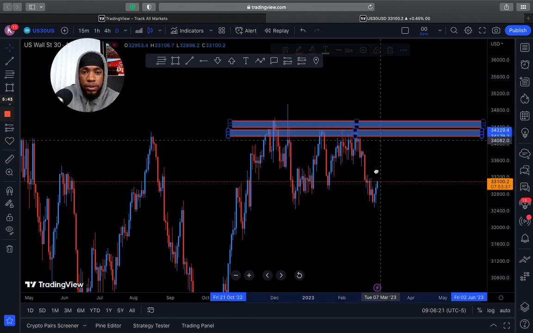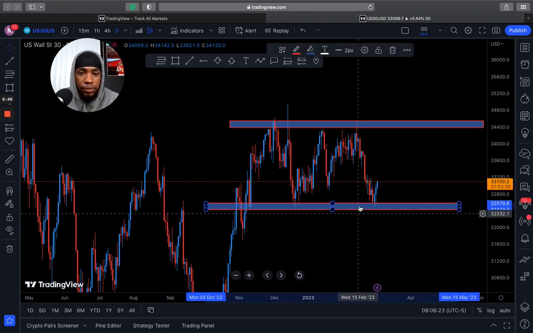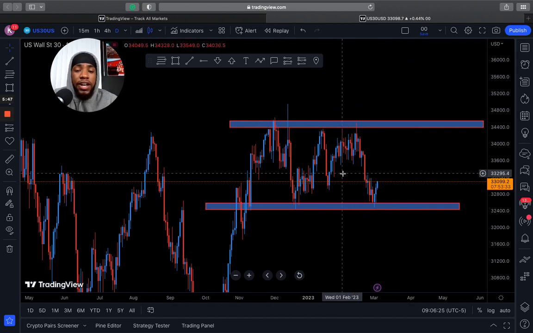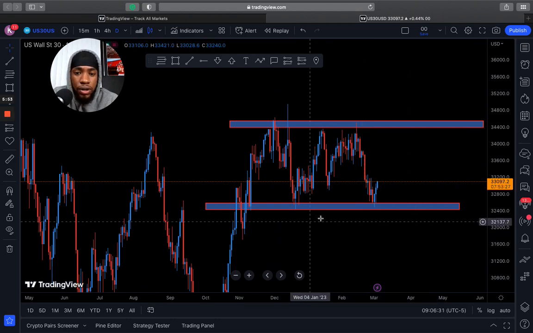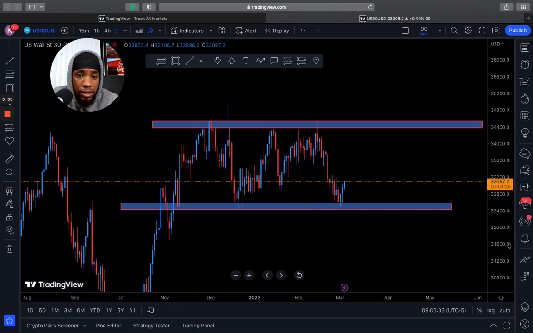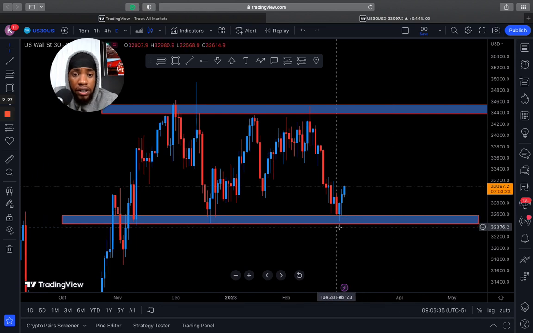Let me just copy this. In this area here, price is ranging. Does that look a lot clearer when I say price is ranging? It's just bouncing back and forth between these two zones. And the main identifier: price came back into this support zone and has bounced.